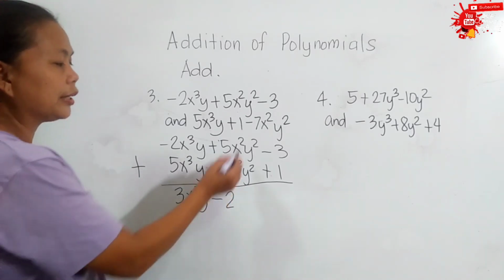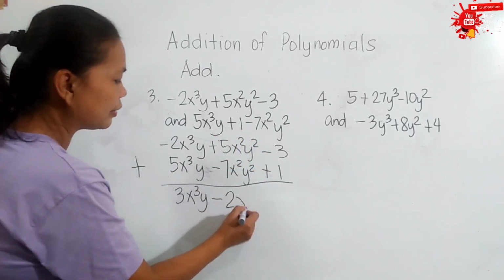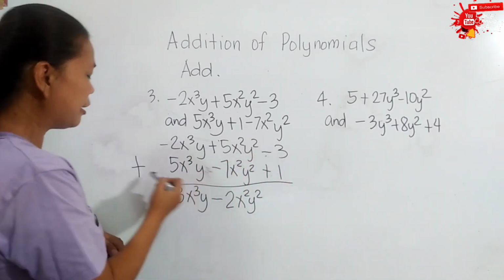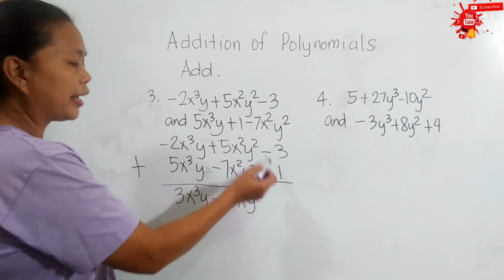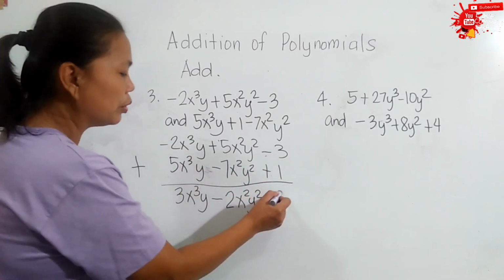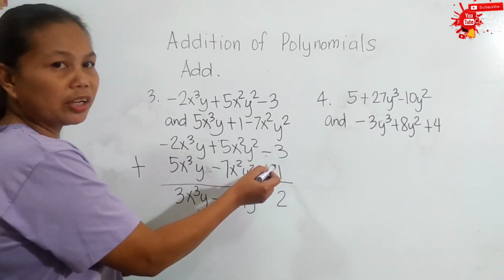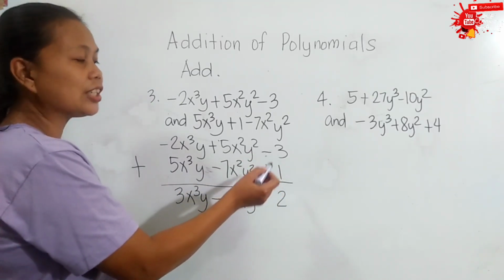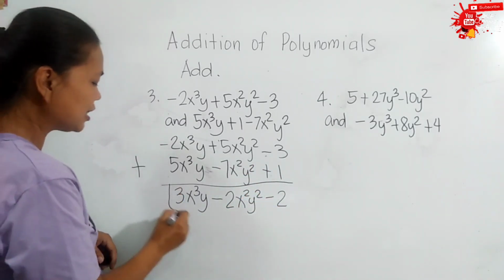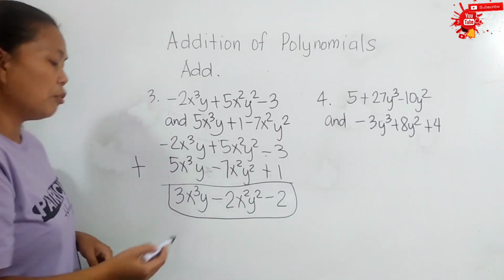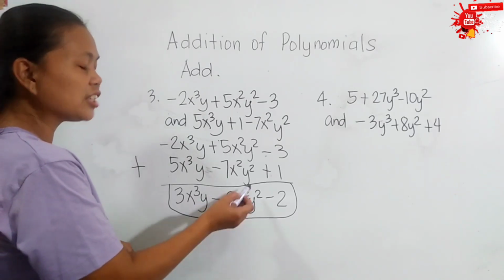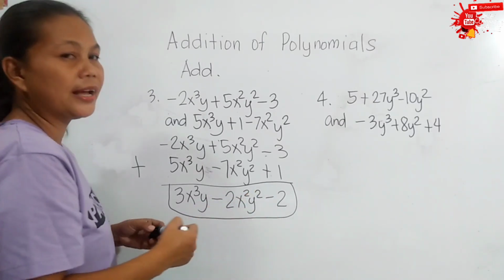So negative 2. Then we just copy the literal coefficient, x squared, y squared. Then what is negative 3 plus positive 1? So again, they have different signs. So we subtract 3 minus 1, which is 2. Then we follow the sign of negative 3. So negative, because negative 3 has the greater absolute value. So negative 2. So for our answer in example number 3, we have here 3x cubed y minus 2x squared y squared minus 2. Okay?